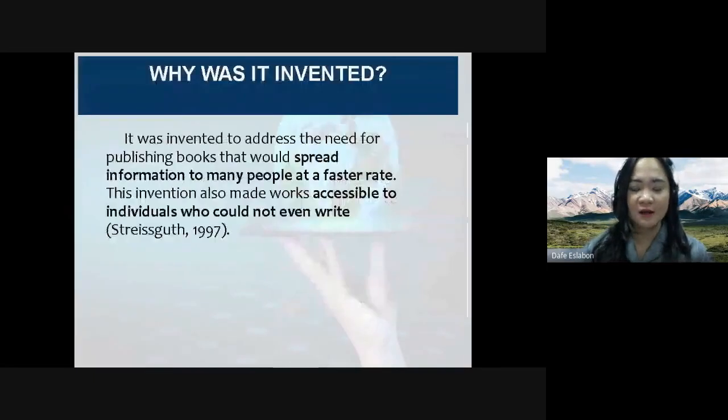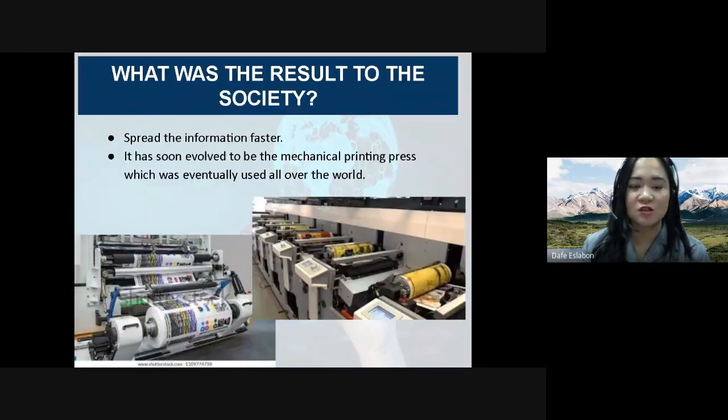So what was the driving force that the printing press was invented during the medieval ages? Basically, the printing press was invented to address the need of publishing books that would spread information to many people at a faster rate. This invention also made works accessible to individuals who cannot even write, according to Stage Guth, 1997. So the driving force was primarily to let information spread faster than before, and to reach those individuals who could not even write.